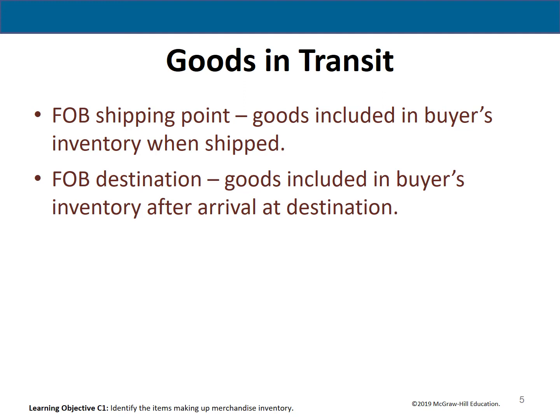FOB destination, these are goods that are not included in our inventory until they arrive. So the seller owns them still while they're being delivered. So we have to check to see, are any of the goods in inventory really still owned by the seller? And take them out if they are. So we have to pay attention to items that are in shipment at the end of our accounting year and make sure those that we own are included in the inventory and those that we don't own are not.